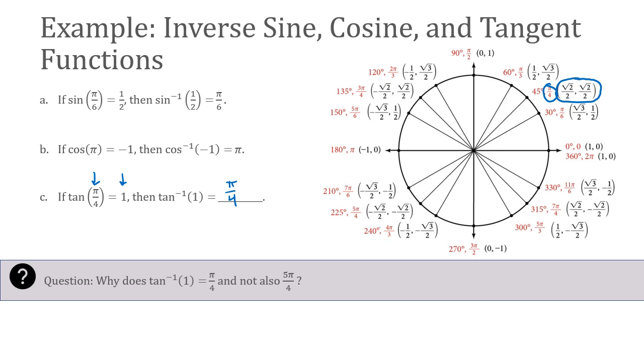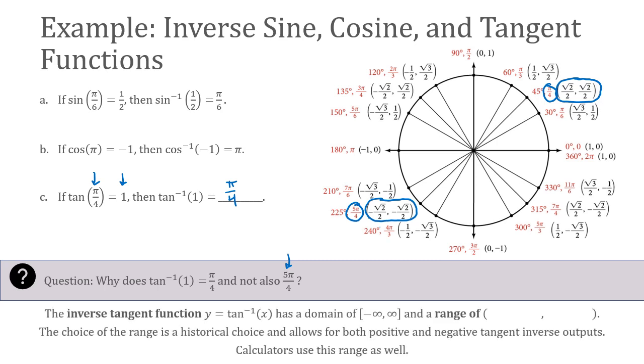But you'll notice my question here, why can't we also use 5 pi over 4? If you go down into the third quadrant for 5 pi over 4, you would have the same idea. It would be a negative over a negative, same values. Why doesn't that also work? The answer is that historical choice again.